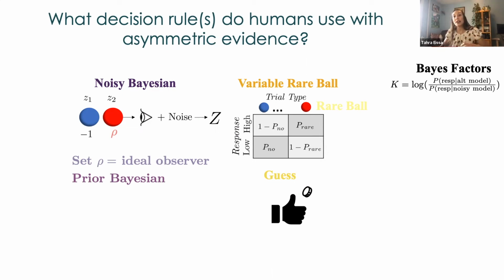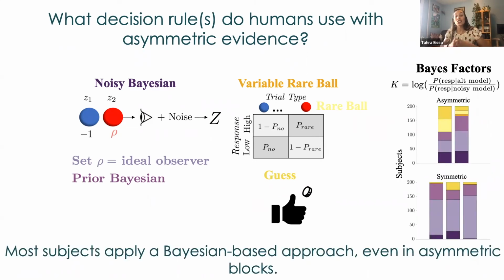And using this sort of comparison, what we find is 2 really interesting features. So the first is that across the board in almost all of these subjects, so majority of subjects are using Bayesian-based approaches. But what's really important is that Bayesian does not necessarily mean ideal, right? It is not necessarily optimal. And in this asymmetric cases, especially the difficult ones, so this is the hard asymmetric block here, there's really a lot of variability in the types of strategies that are being applied.